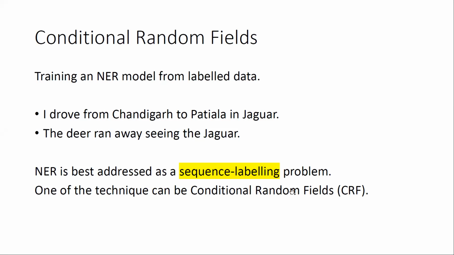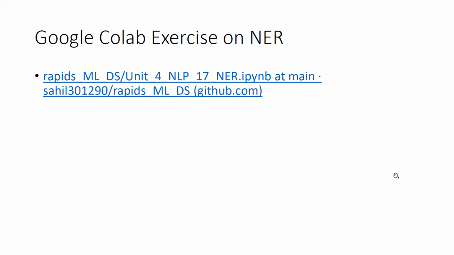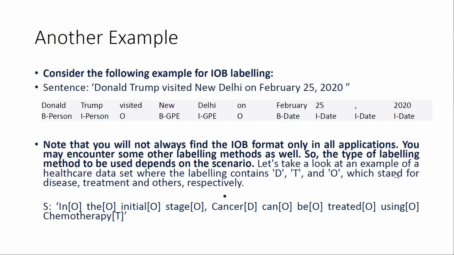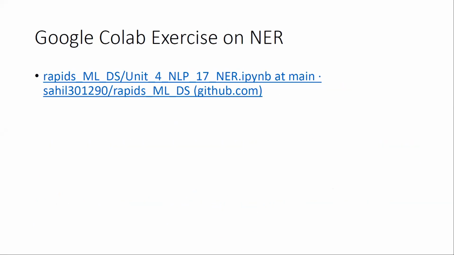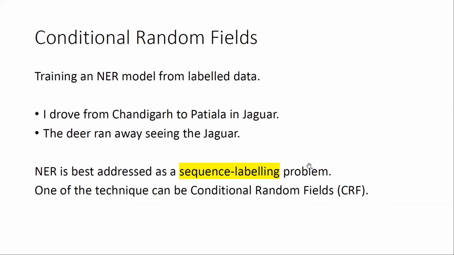We were discussing syntactic processing, and the next topic that we have to start today is conditional random fields. We had ended our lecture last time. We had discussed this IOB labeling technique under named entity recognition. So let's discuss what a conditional random field is and how to utilize it to get the job done.